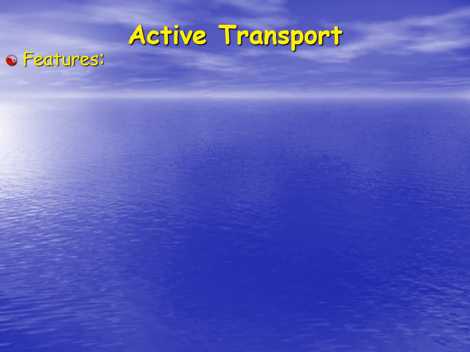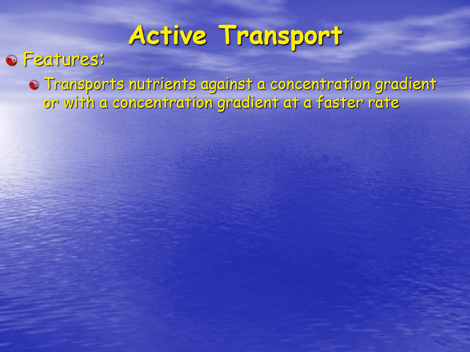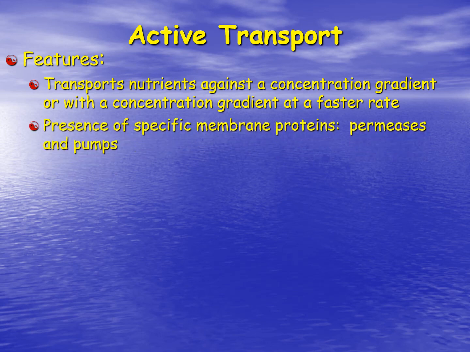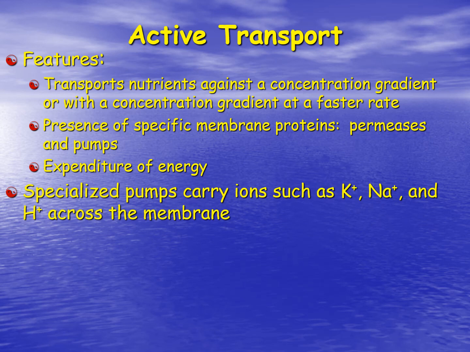Now, active transport is going to require energy, and this transports nutrients against a concentration gradient. Or, in other words, we're going from low concentration to high concentration. The presence of specific membrane proteins is necessary. We are going to need a transporter of some sort, and this can include permeases, which are specific enzymes, or protein pump systems. And we're going to have to use ATP in moving these particles.